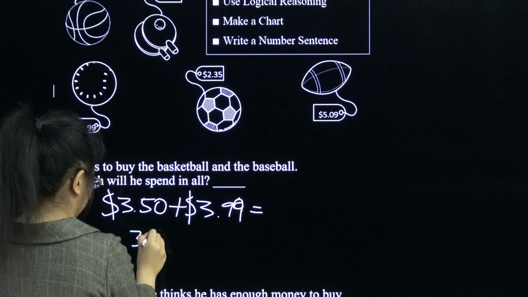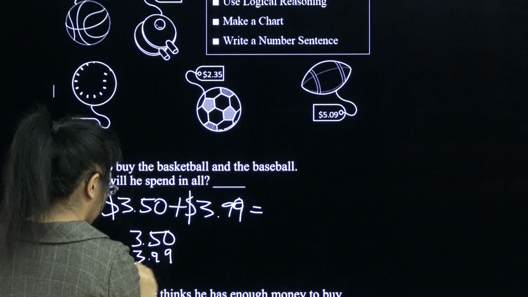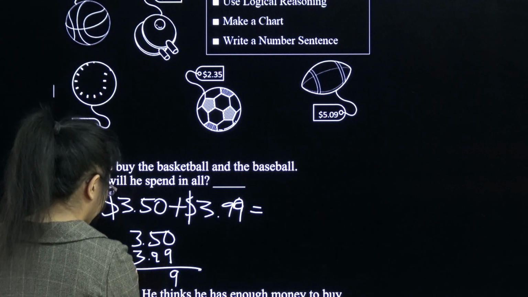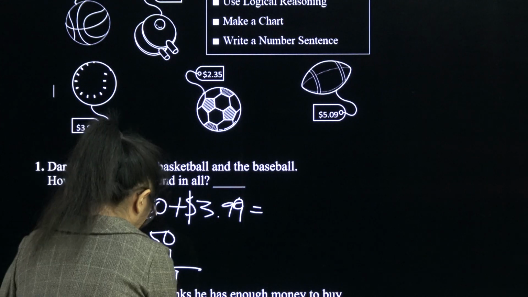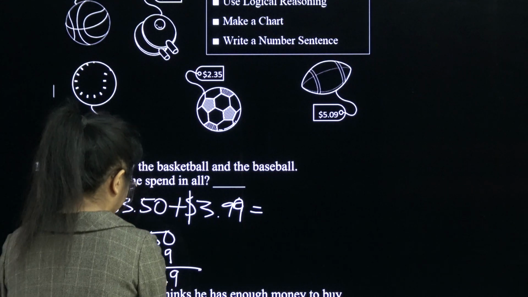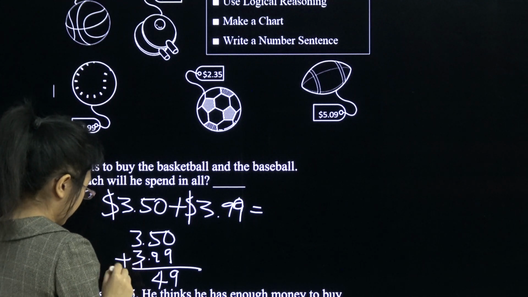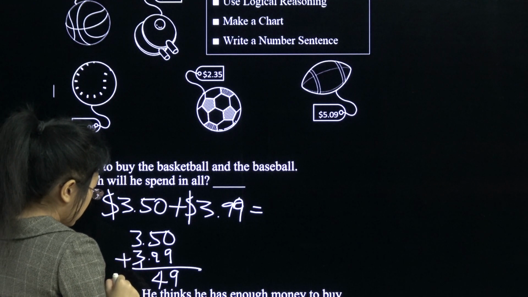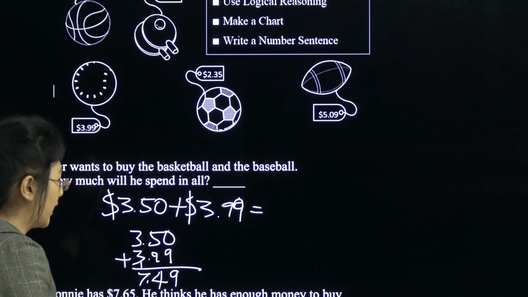Now let's do a stack form. Line up the decimals. 9 plus 0 equals 9. 5 plus 9 equals 14. So we regroup. And 3 plus 3 plus 1 equals 7. So 7.49.